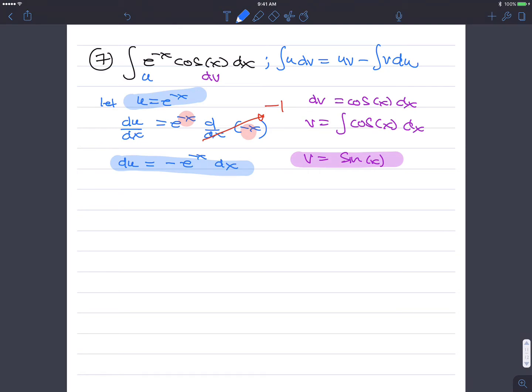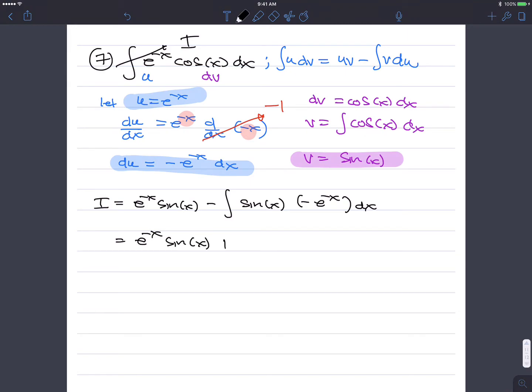So let's write this down. Let's call this I again for now. We're going to call this whole integral to start with I. So I can say that that integral I will be my uv, which is e to the minus x sine x, uv minus integral of v, which is sine x. Now du is negative e to the negative x power dx, so that my I will be equal to e to the minus x sine x, this is now plus the integral of e to the minus x sine x dx.